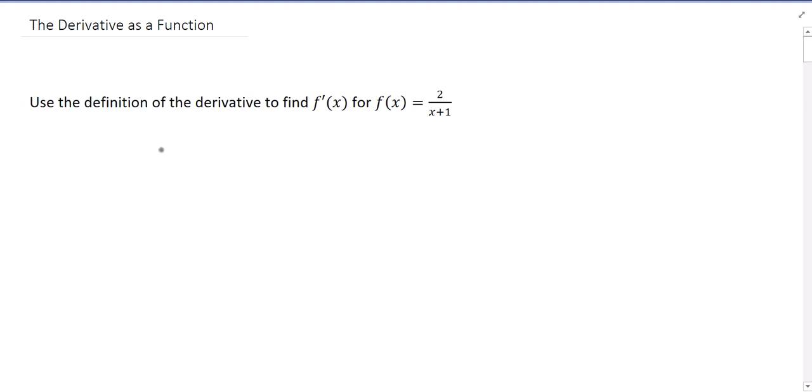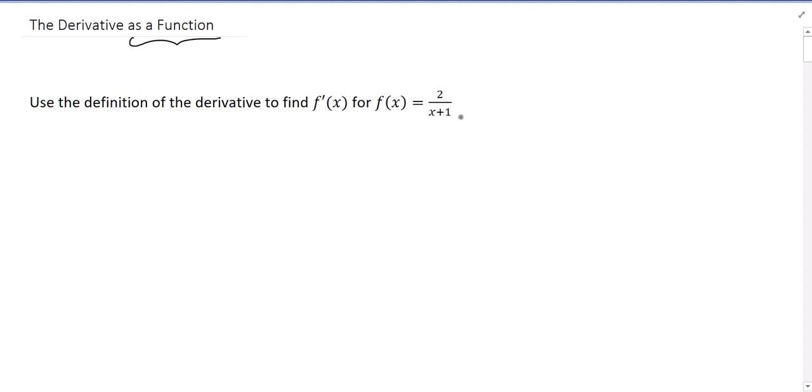Hey everyone, in this video we're going to talk about the derivative as a function. In the previous section, we were talking about the derivative as a rate of change and finding the derivative at a particular point. So the derivative gives us the slope of the tangent line or the instantaneous rate of change at a point. Now we're talking about the derivative as a function.